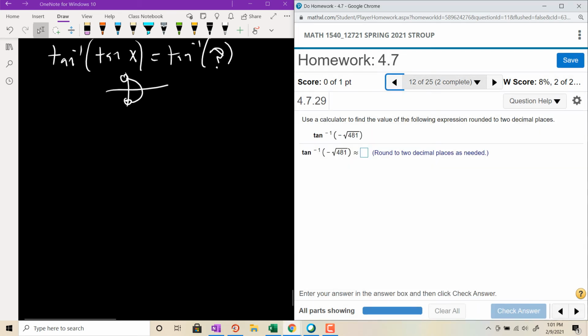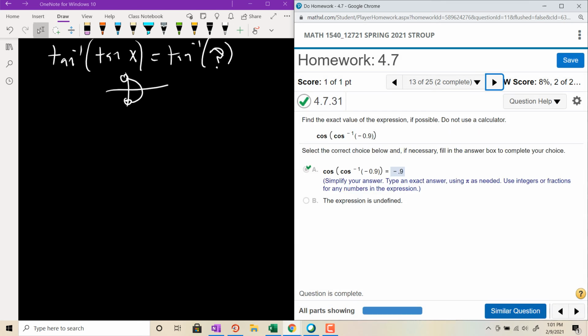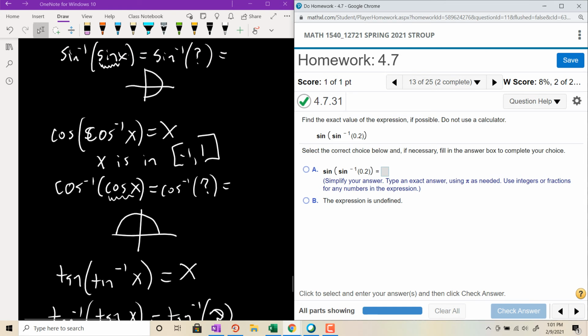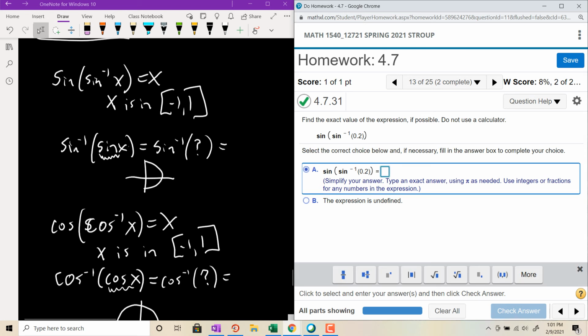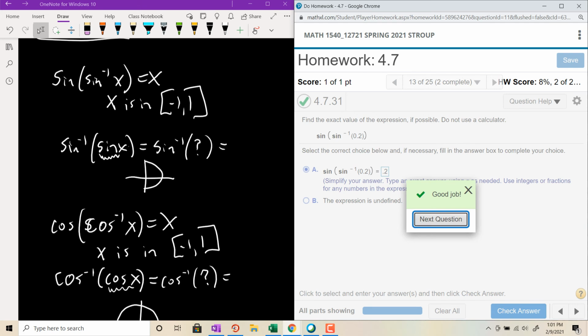Anyways, where did we leave off? Is this? No, that's not one of them. This is just a calculator problem. Let's try a similar question. So we have sine on the outside and sine inverse on the inside. So this one, 0.2 is in this interval, so it's just automatically 0.2. Okay.